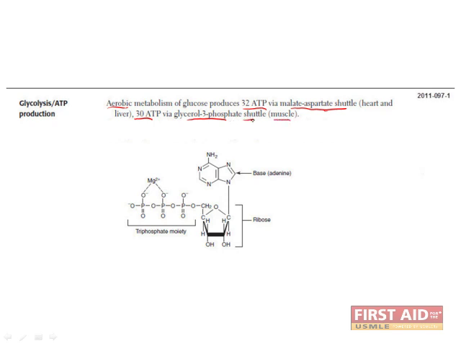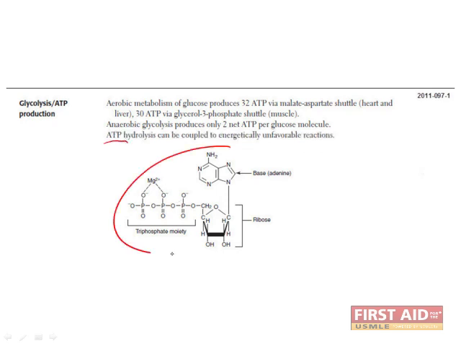This shuttle transports NADH electrons gathered in the cytoplasm to the mitochondrial FADH2 acceptor, which can only produce 2 molecules of ATP per NADH. Anaerobic metabolism takes place only in the cytoplasm and does not require oxygen. It produces only 2 net ATP per molecule of glucose. ATP, which is shown here, can be hydrolyzed in otherwise energetically unfavorable reactions that would not occur spontaneously to provide the necessary energy for the reaction to occur.